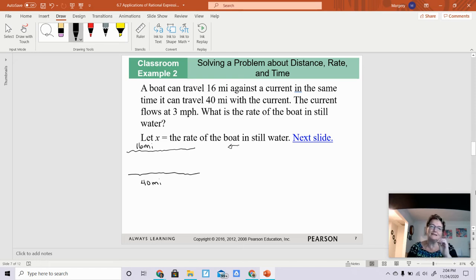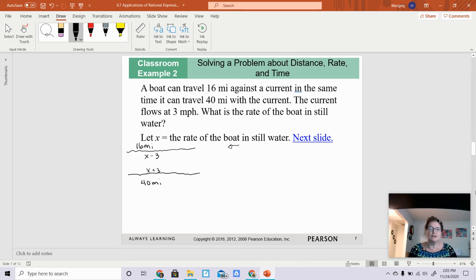So if it's against the current, it's going to be x minus 3. With the current, it would be x plus 3, because the rate is 3 miles per hour. We don't know the rate of the boat, so we're going to let x be the rate of the boat. If the boat is going against the current, we're minusing the 3. If it's with the current, it would be plus 3. All right.